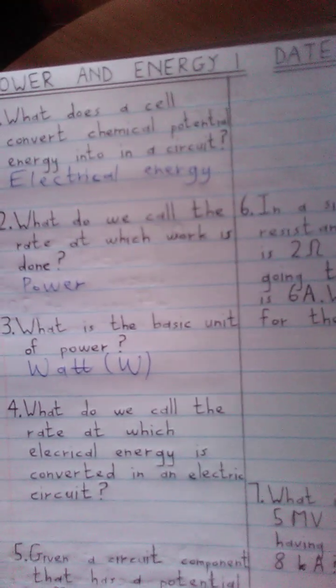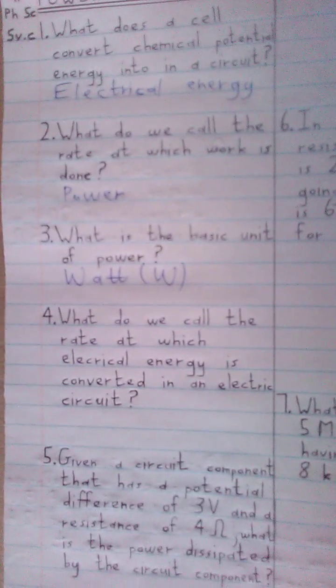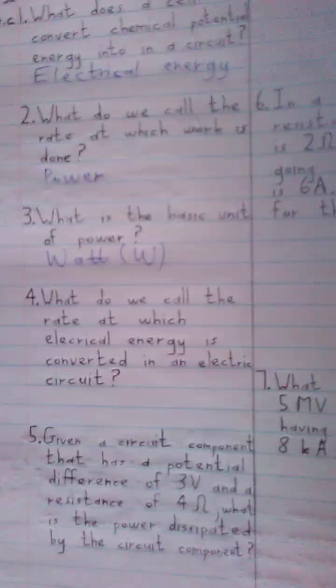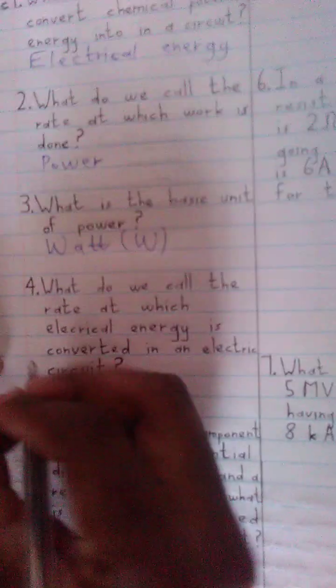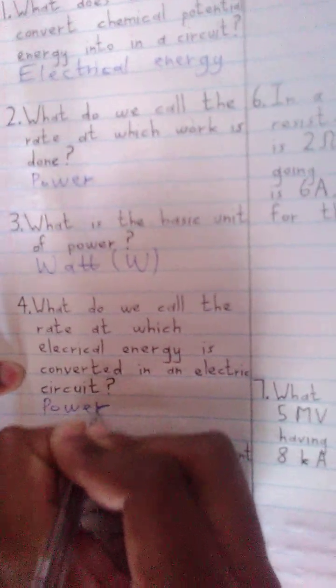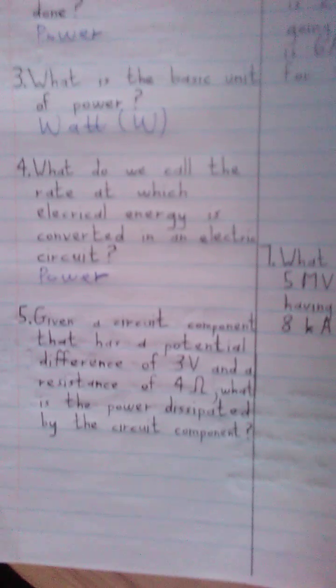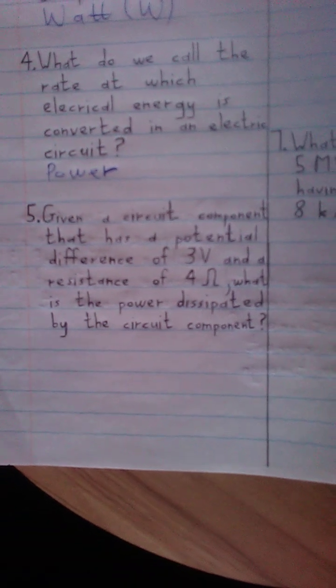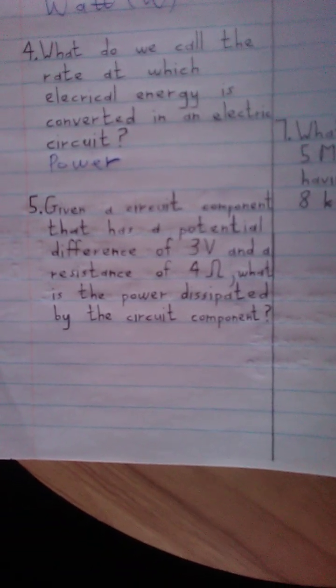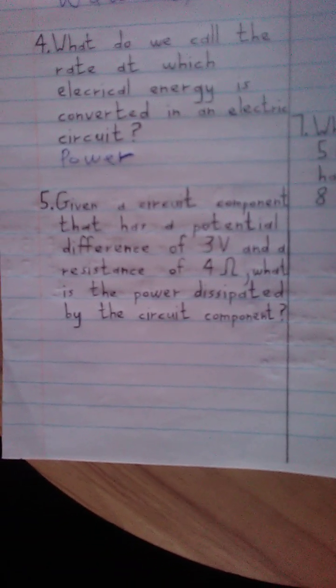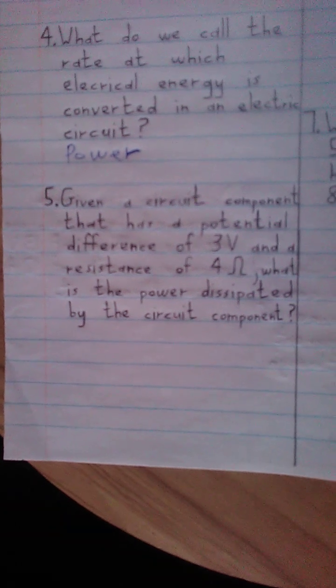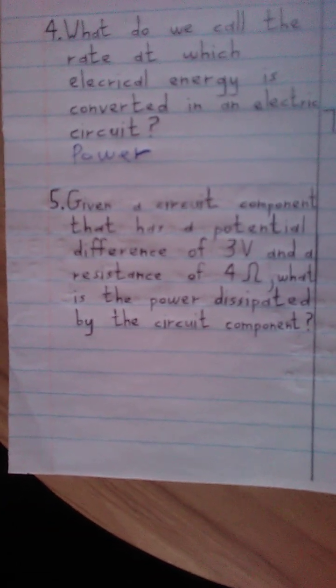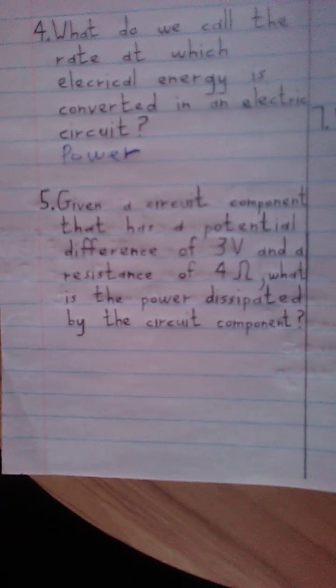What do we call the rate at which electrical energy is converted in an electric circuit? Power. So power is the rate at which work is done, or the rate at which electrical energy is converted in a circuit. Now number 5 states, given the circuit component that has a potential difference of 3 volts and the resistance of 4 ohms, what is the power dissipated by the circuit?